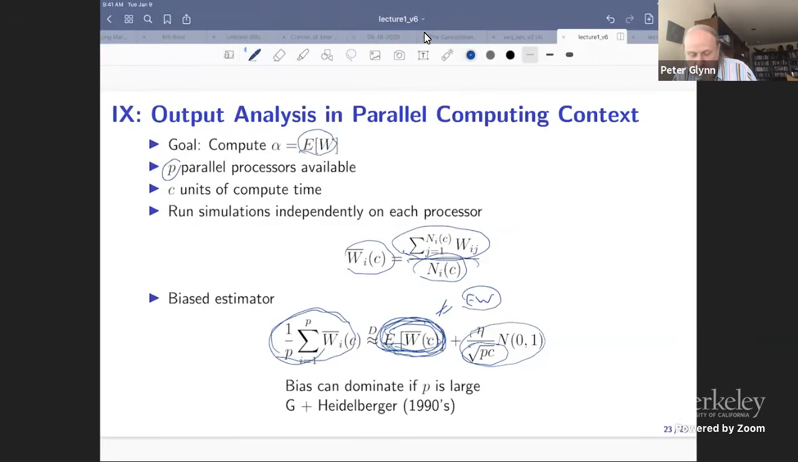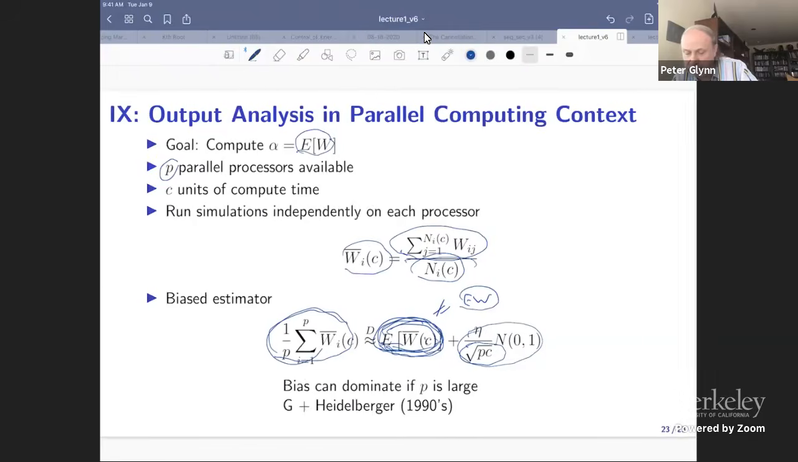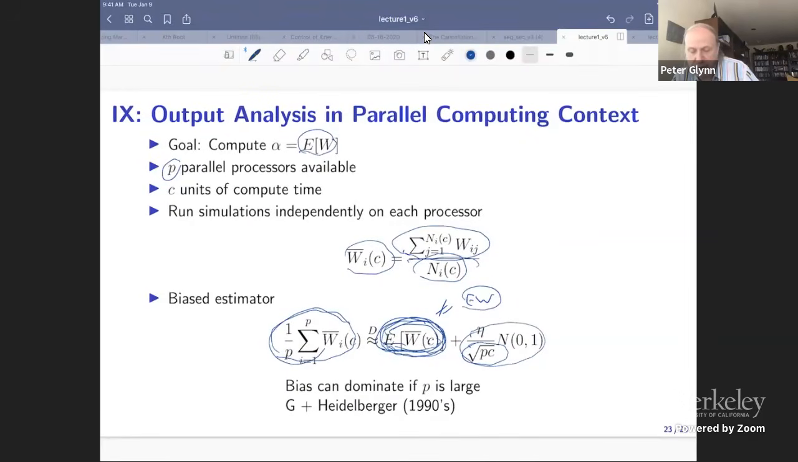There are different types of fixes that are available, and that's something I looked at in a bunch of papers with Phil Heidelberger from IBM back in the 1990s. That might be relevant in the current context and current times as well. All right, so that's the end of my first lecture. In the second lecture, I'll talk about variance reduction and gradient estimation.